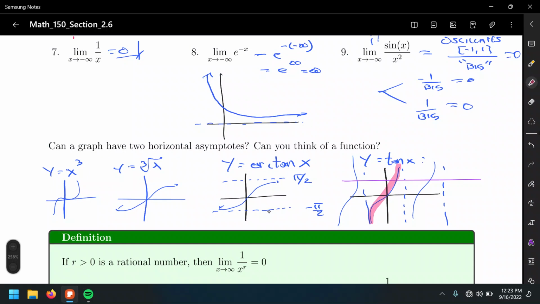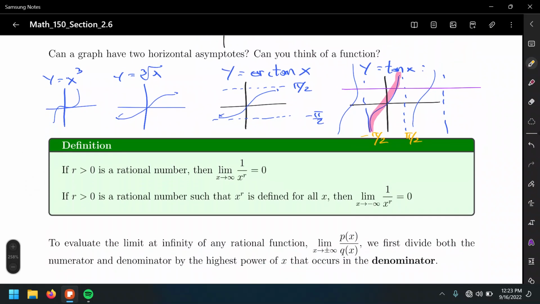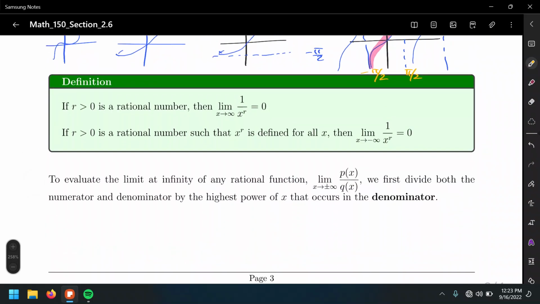Well, when we invert the function, it's going to look like this. These x's right here, which are negative pi over 2 and pi over 2, these are the vertical asymptotes. When we invert the function, these vertical asymptotes become horizontal asymptotes, right? And yes, this is an example of a function that contains 2 horizontal asymptotes. All right.